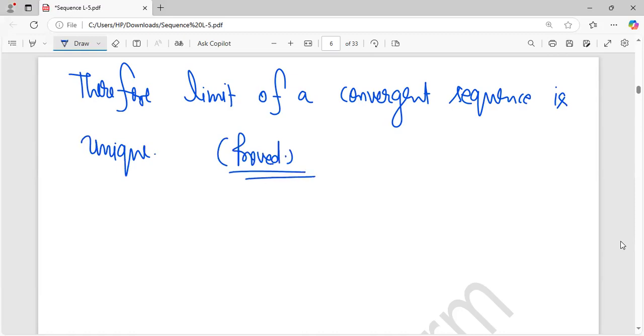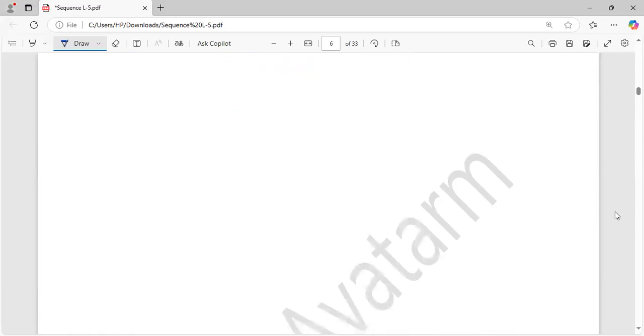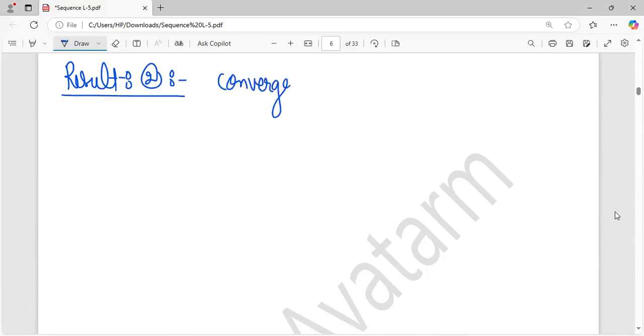Now, the second result we are going to prove: convergent sequences are bounded. Okay, let's see its proof.